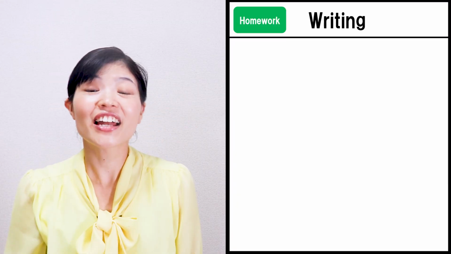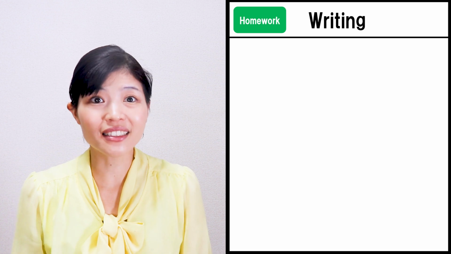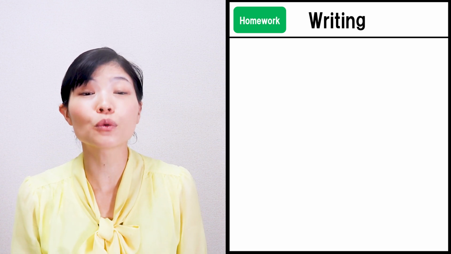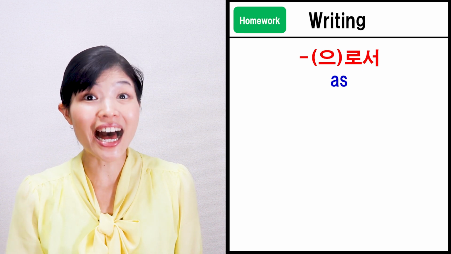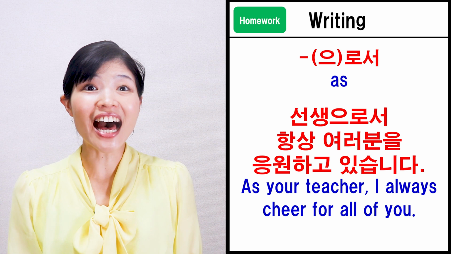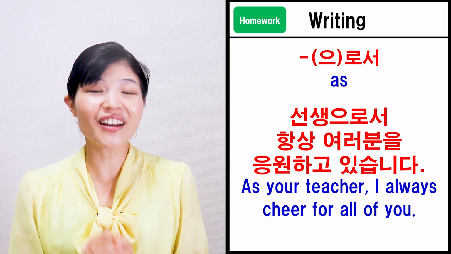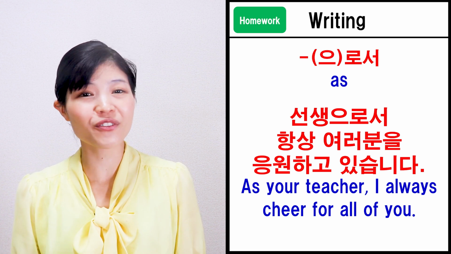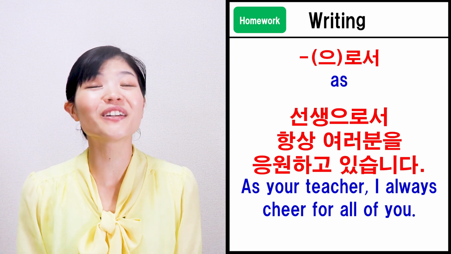Now I'll introduce today's homework. Come on, homework! There are 2 parts to this homework. First, please make 3 sentences using today's grammatical rules. For the first sentence, please use 으로서, as. For example, 선생으로서 항상 여러분을 응원하고 있습니다. As your teacher, I always cheer for all of you. I want to be a teacher who continues cheering for your dreams.